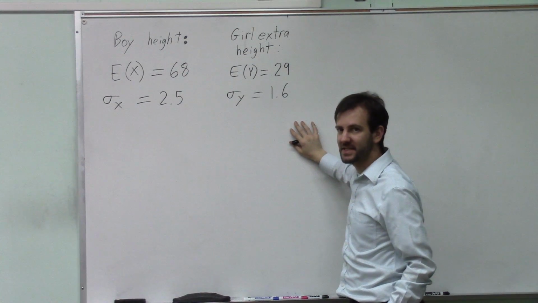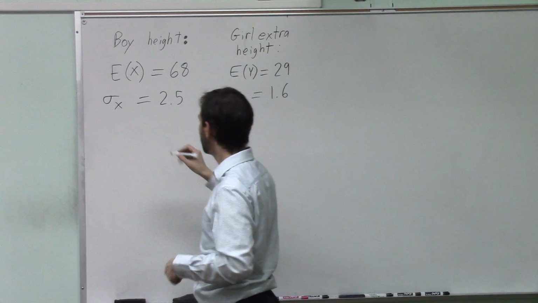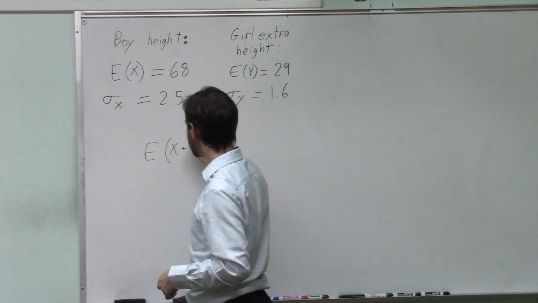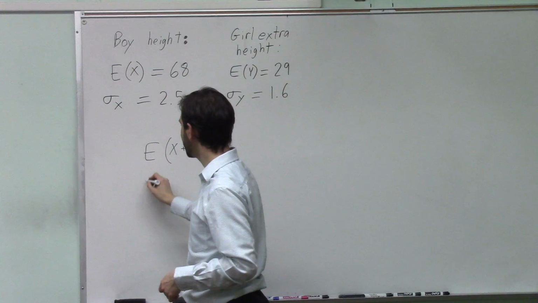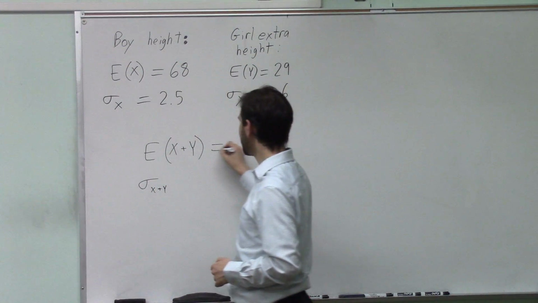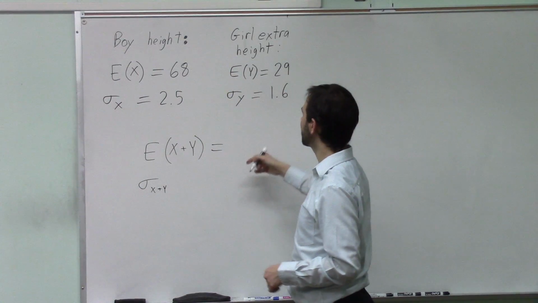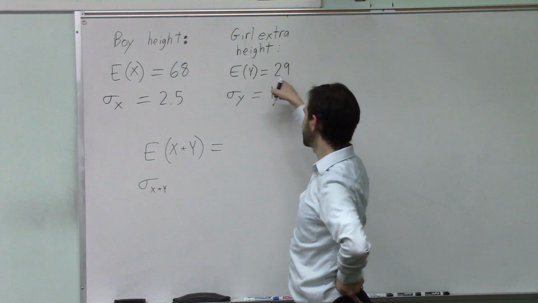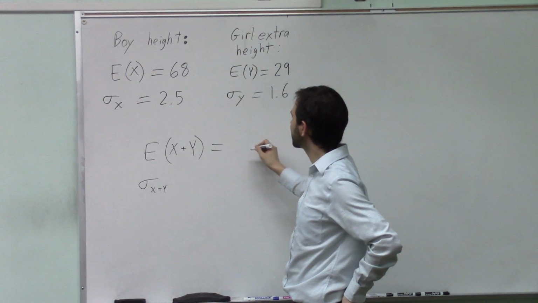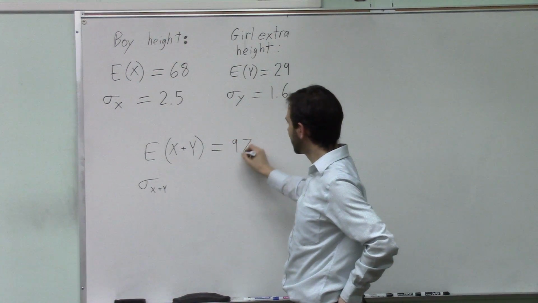So the question is, what will the expected value of their combined heights be? What's the expected value of X plus Y? And what is the standard deviation of X plus Y? Well, the expected height would be just the height of the guy plus the extra height added by the girl, and we get 68 plus 29, which is 97, right?